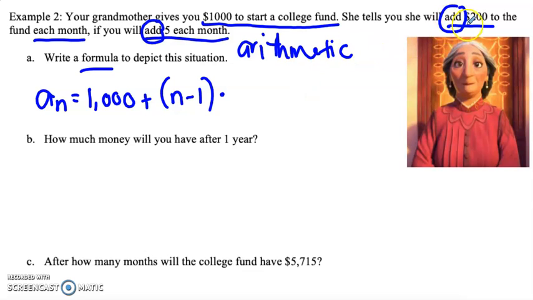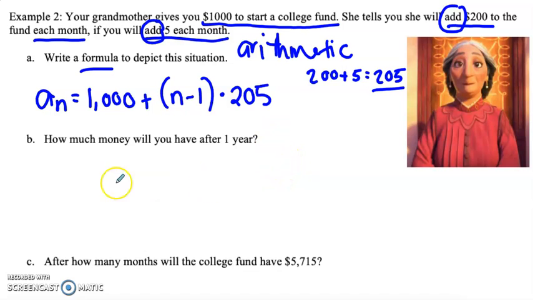So this part's confusing. Are they adding 200 each time? Is it just adding 5 each time? It's actually adding both of them. She's going to contribute 200, and you're going to contribute 5. So each month, the amount is changing by $205. So that is actually your common difference.